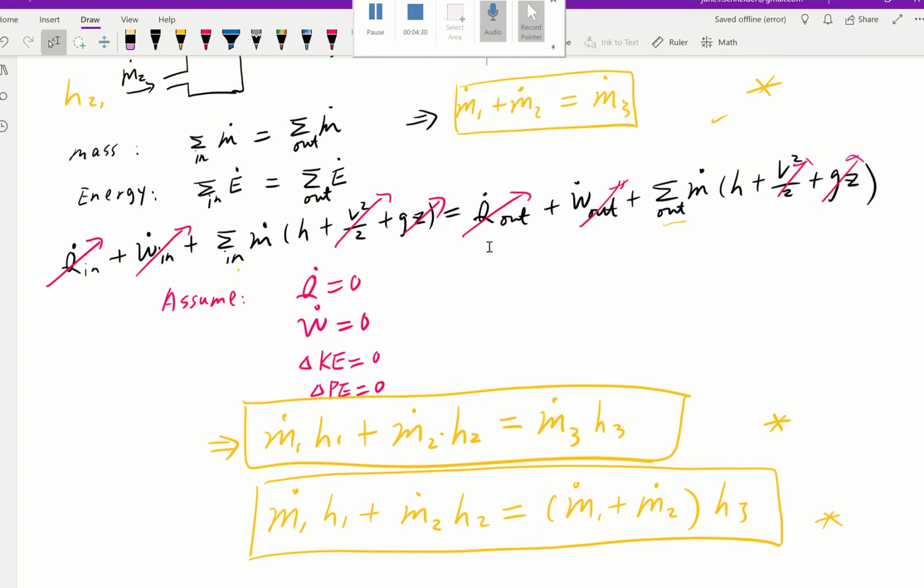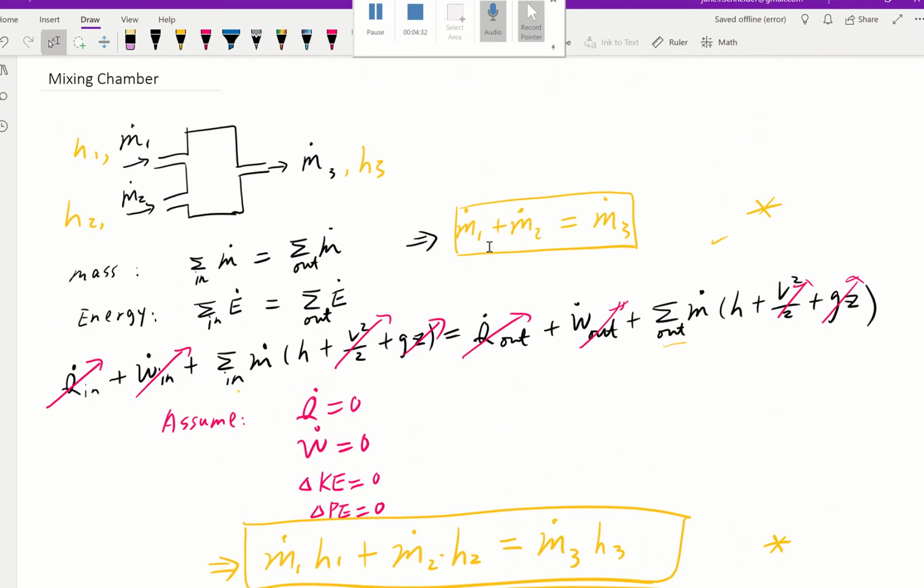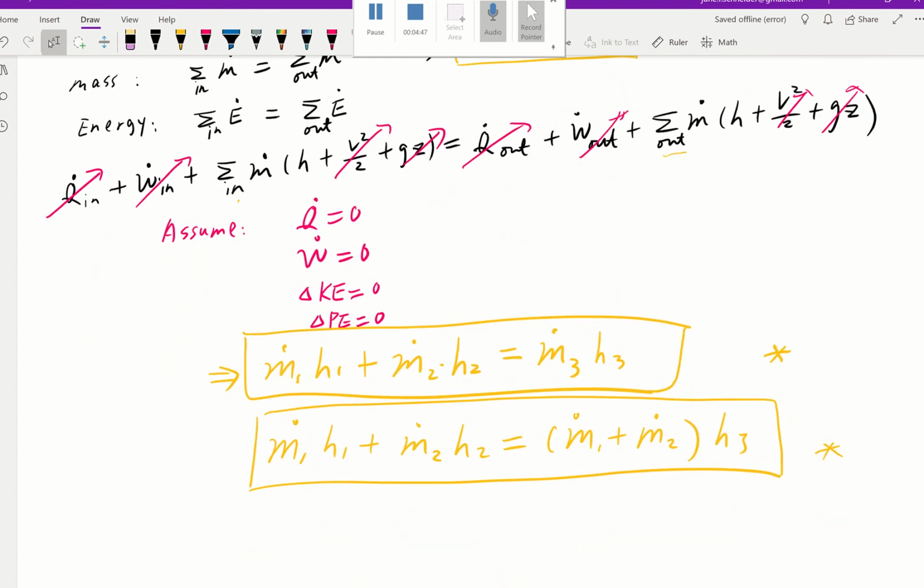Now imagine if you have 3 inlets and 2 outlets, how would that change? You will have m1 plus m2 plus m3 equal to m4 plus m5, right? There'll be 3 inlets and 2 outlets. So in terms of the energy conservation equation, you will have m1 h1 plus m2 h2 plus m3 h3 equal to m4 h4 plus m5 h5.